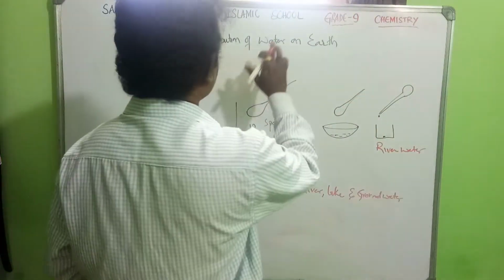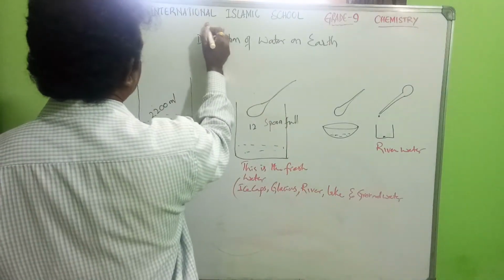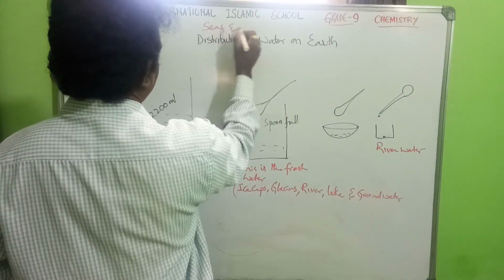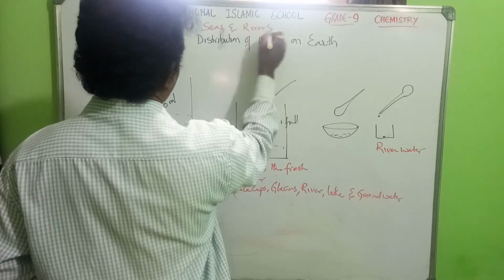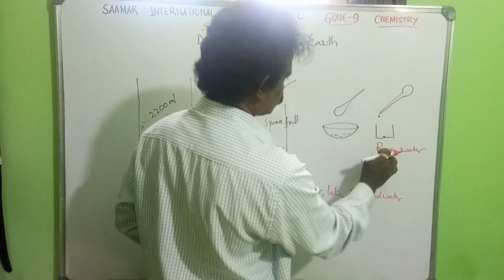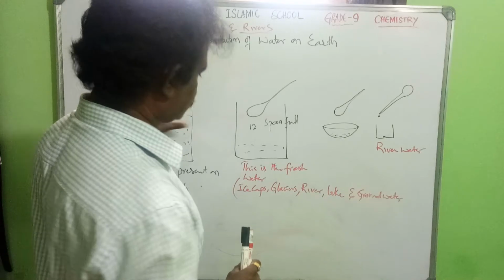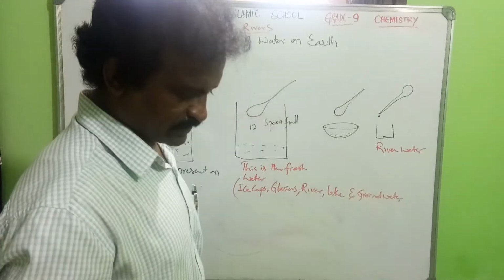That means I am showing, in this topic, what we are reading: seas and rivers. So I showed you the sea is 97%. The river is here. This 1 drop compares with the river. That is the activity for this subject.